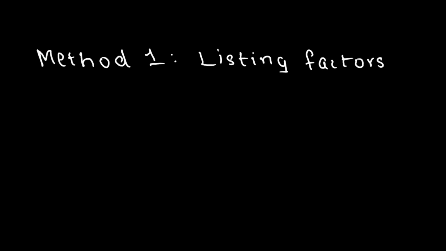Method 1. Listing factors. The easiest way to start is by listing the factors of each number. Let me show you how. Let's find the HCF of 12 and 16. First, we list their factors.